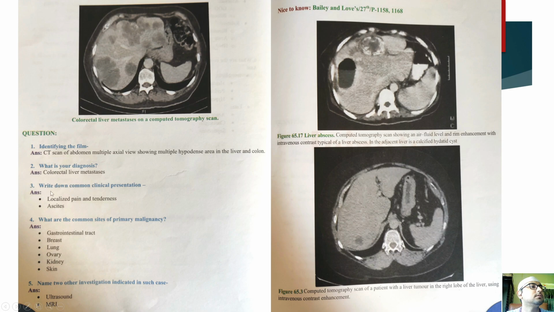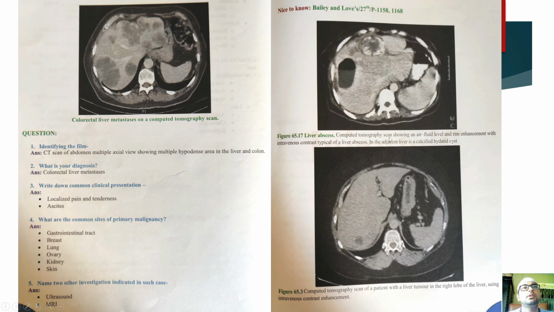Colorectal liver metastasis, write down the common clinical presentation. So, localized pain and tenderness and ascites. What are the common sites of primary malignancy? Gastrointestinal tract, breast, lung, liver, ovary, kidney, and skin. Name two investigations indicated in such a case: ultrasonography and MRI.